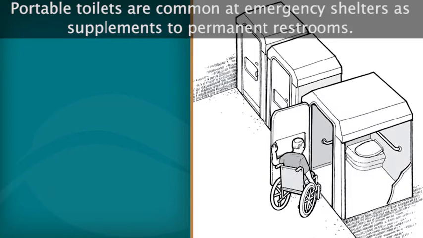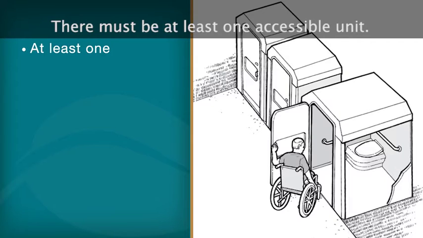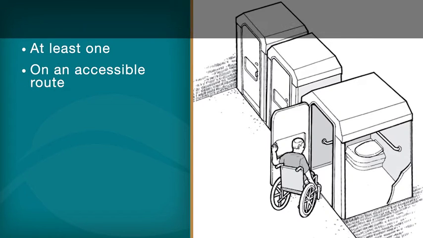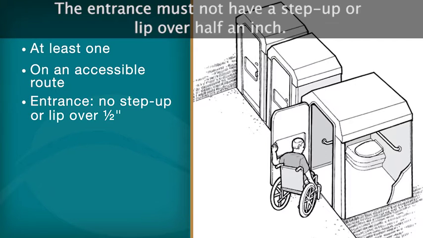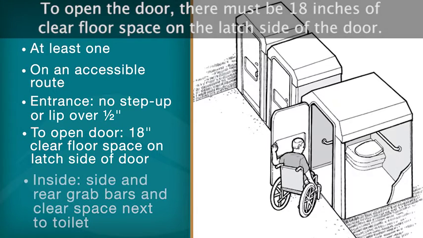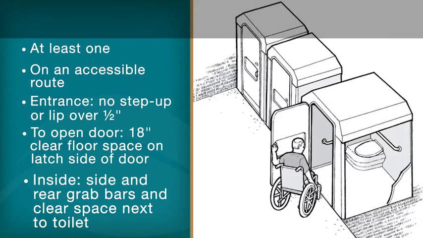Portable toilets are common at emergency shelters as supplements to permanent restrooms. There must be at least one accessible unit. It must be on an accessible route. The entrance must not have a step-up or lip over half an inch. To open the door, there must be 18 inches of clear floor space on the latch side of the door. Inside the portable toilet should be side and rear grab bars and clear space next to the toilet for transferring.